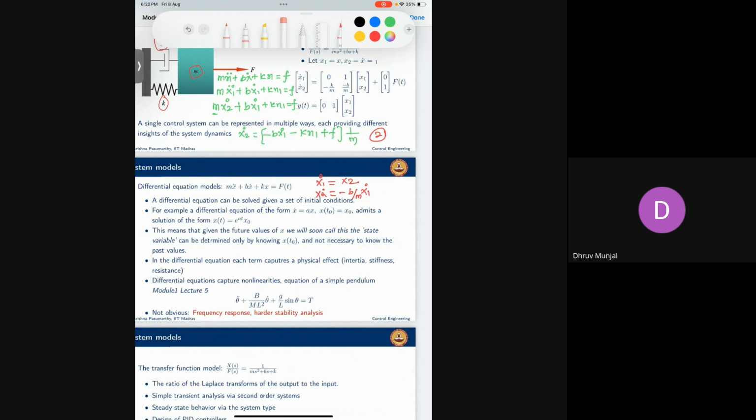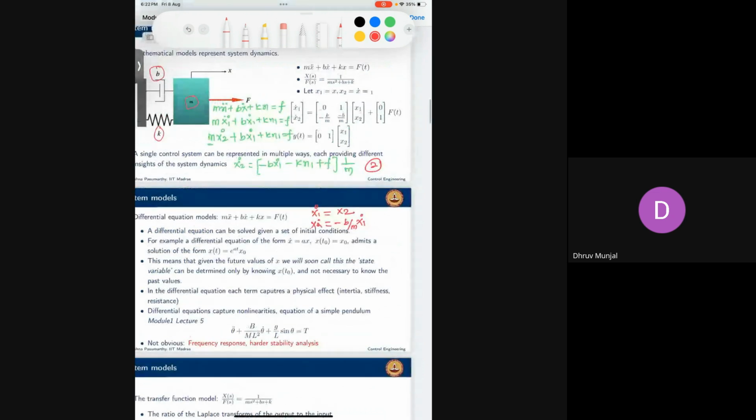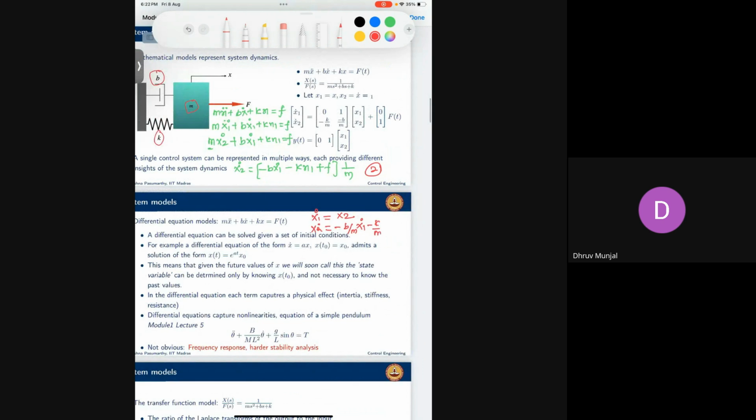So we'll continue writing the system state: minus k by m x1 plus f. That's it. So this is your state space equation. It's very simple. First of all, you have a transfer function. The first step is to convert the nth order differential equation into n single order differential equations.